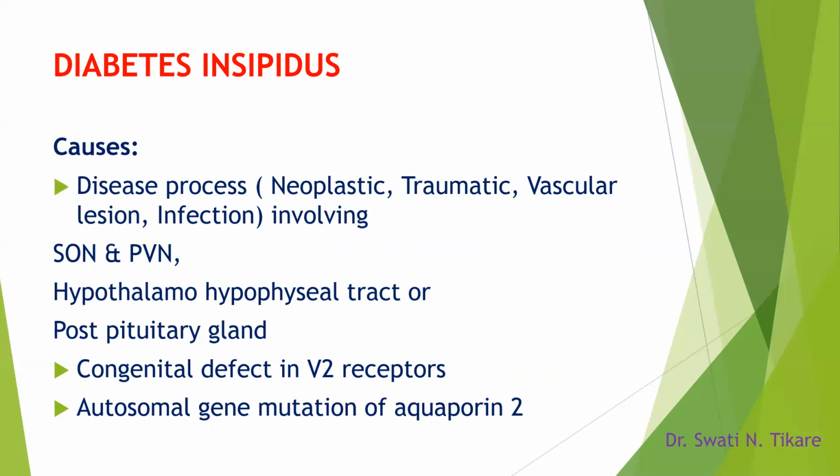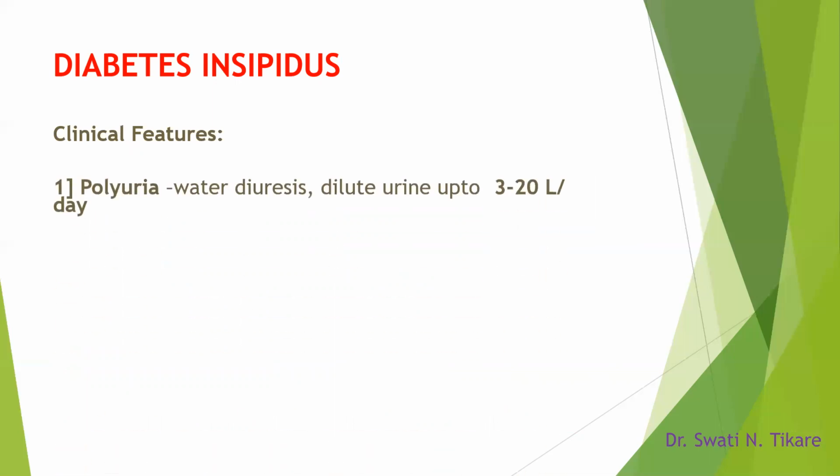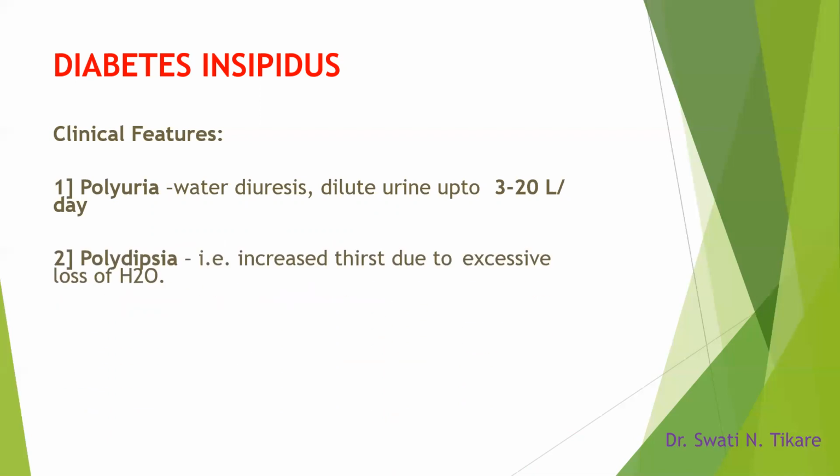Now we learned the definition, causes and types of diabetes insipidus. Now coming to the clinical features, it is very simple. There is polyuria, water diuresis, that means excess of dilute urine being excreted, ranging from 3 to 20 liters per day. The word polyuria is used for either increased frequency or increased quantity of urine.